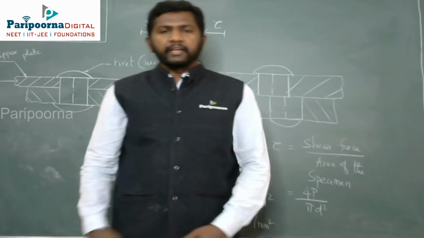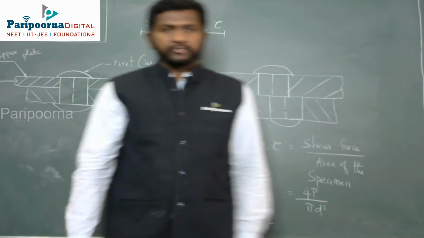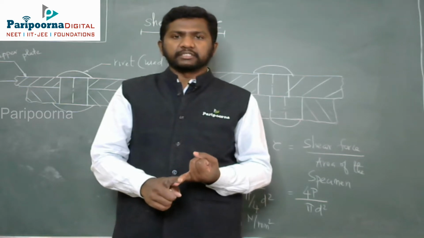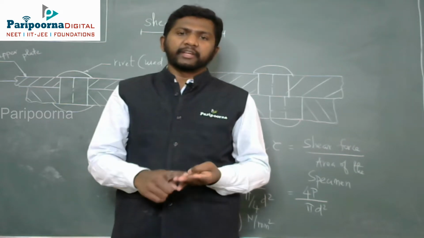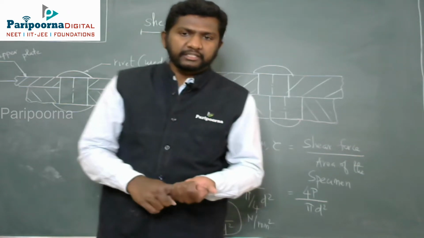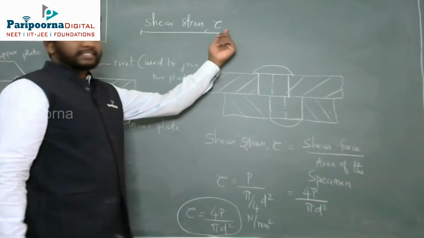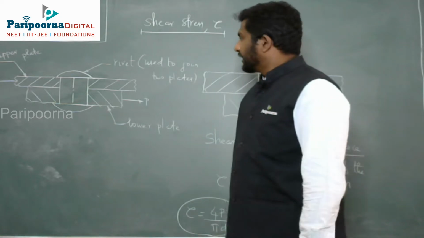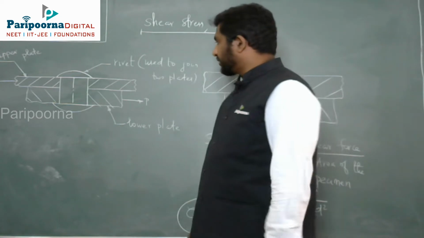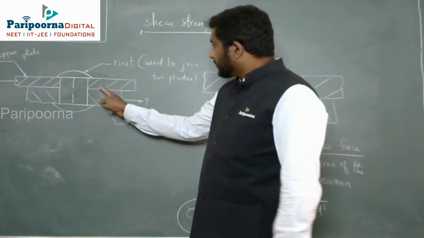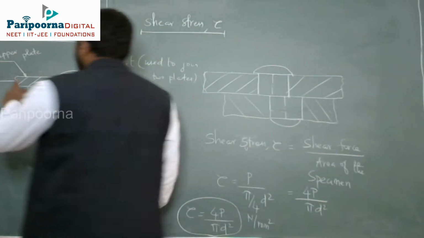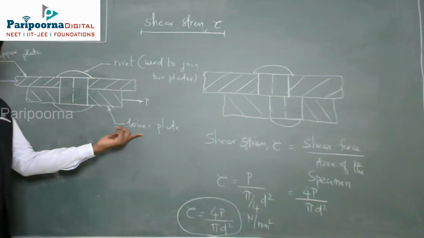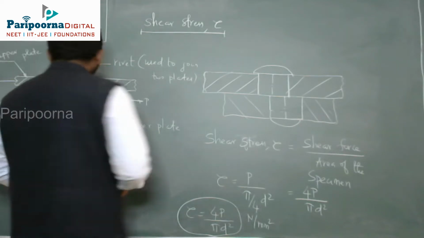Now, let me explain shear stress. Previously, we discussed tensile loading and the corresponding tensile stress, and compressive loading and the corresponding compressive stress. Now, let us discuss shear stress. The notation for shear stress is tau. To explain shear stress, let me give you one example. This is one metal plate, the upper plate, and this is another plate, the lower plate.